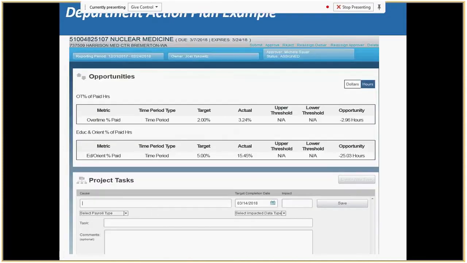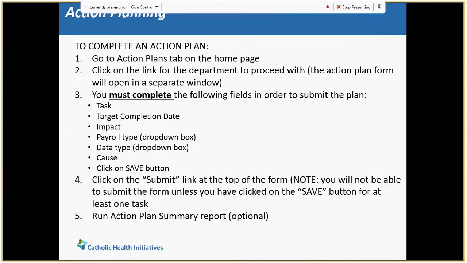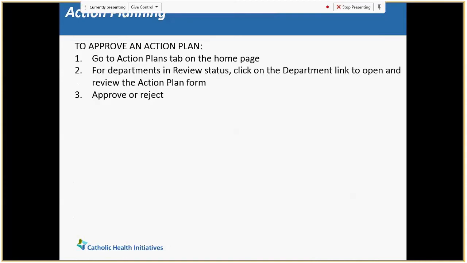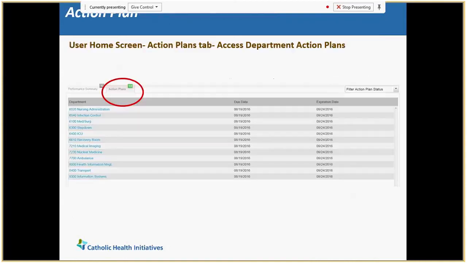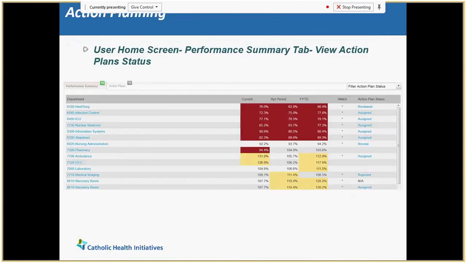This is an example of the form. We'll actually do one of these here in a minute. Here are the steps to complete the action plan. This is also on your cheat sheet. Approving an action plan steps, and then this is what it looks like in the system.